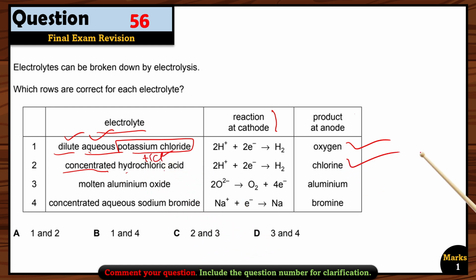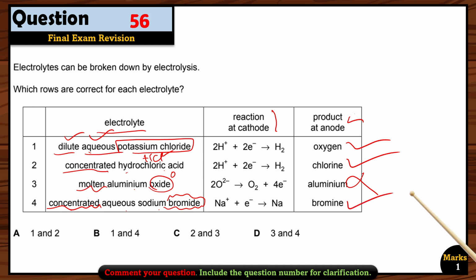So this is right. Molten aluminium oxide: at the anode, you are going to get your own anion, and that is oxygen, right? So oxygen should be, no, it's not here. Concentrated aqueous sodium bromide: it is concentrated, right? So at the anode you are going to get your own anion, that is bromide. So bromide will change into bromine gas. So these three options are right.